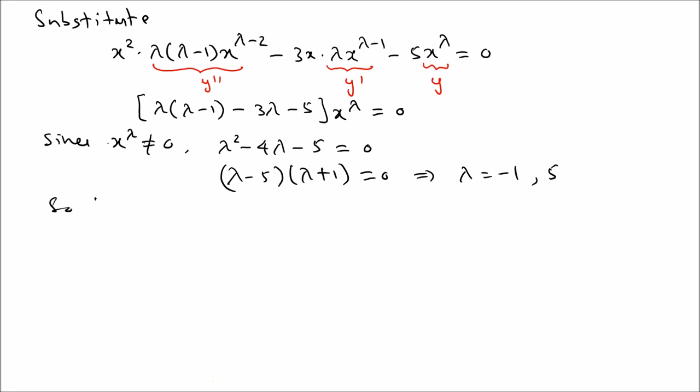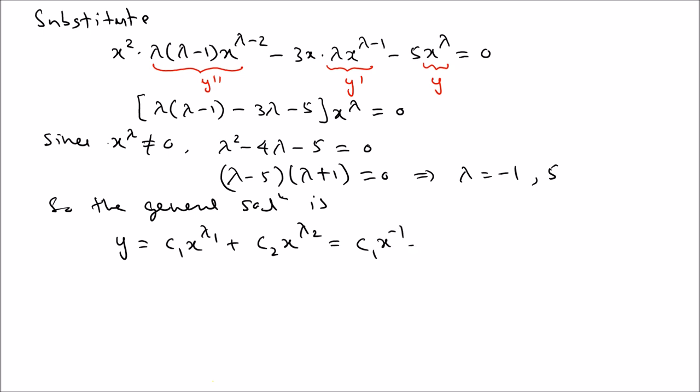So the general solution is y equals c1 x to the lambda 1 plus c2 x to the lambda 2. Plugging in, we get c1 x to the minus 1 plus c2 x to the 5. If you rewrite it, we bring x down, so you can write this as c1 over x plus c2 x to the 5. This is for x positive. Good, so that's a solution. It's not that difficult.